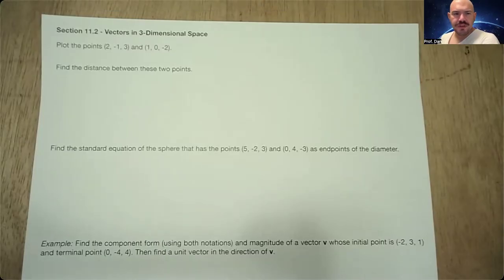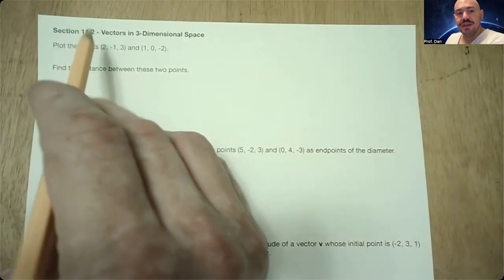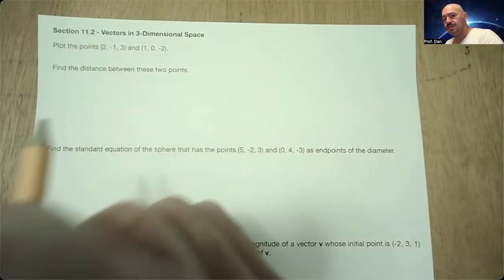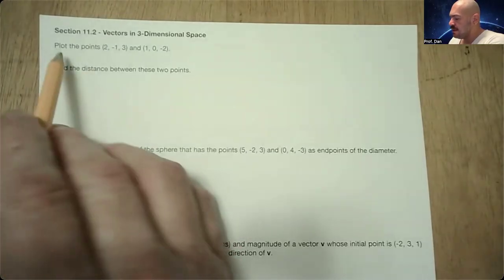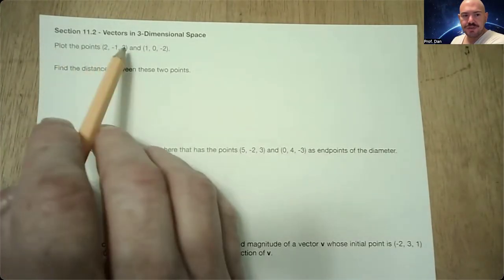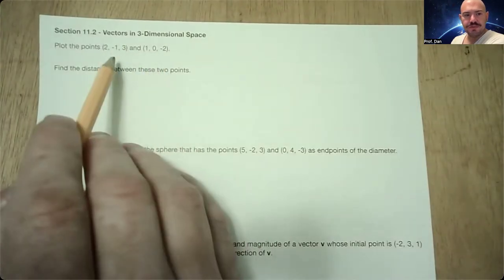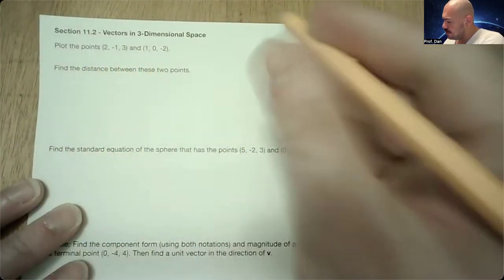Hey everyone. We are looking at section 11.2 today, vectors in three-dimensional space. And we'll use this as an opportunity to actually learn what graphs or plotting points even in three-dimensional space looks like. So first off, we want to start by plotting two three-dimensional points. So we have (2, -1, 3), and we have (1, 0, -2).